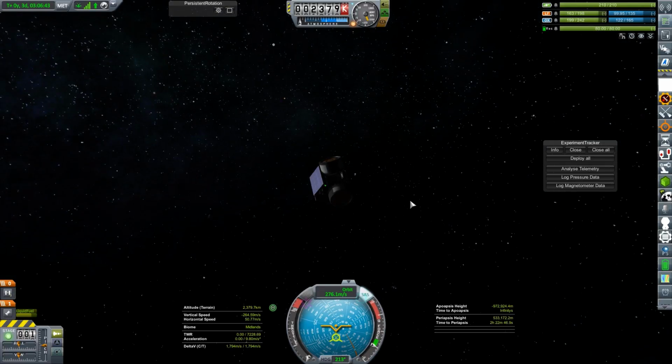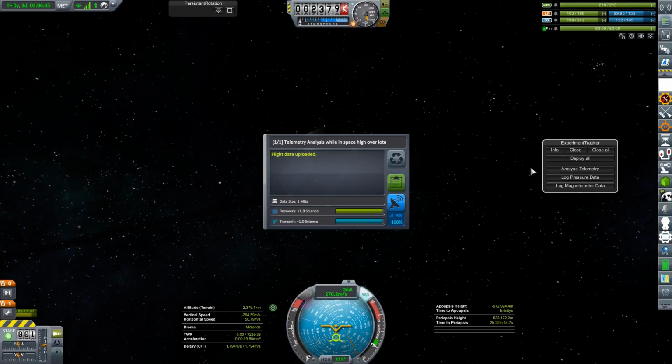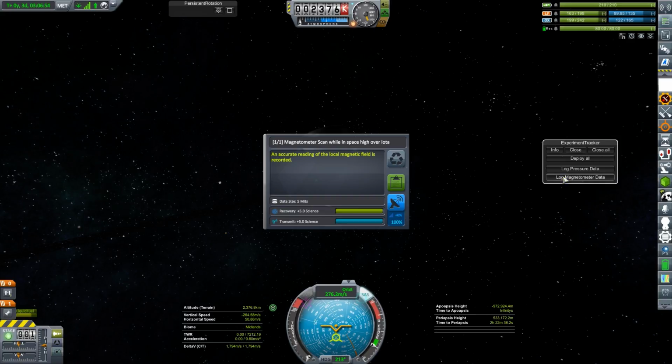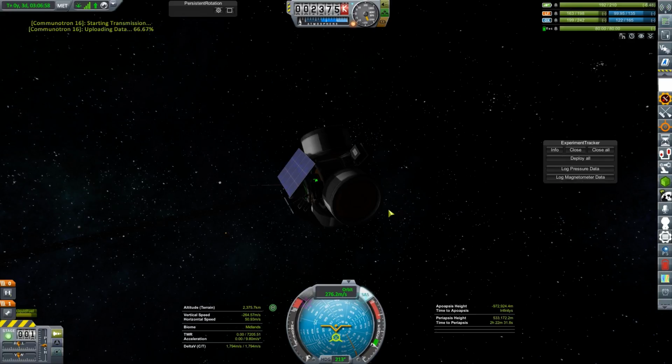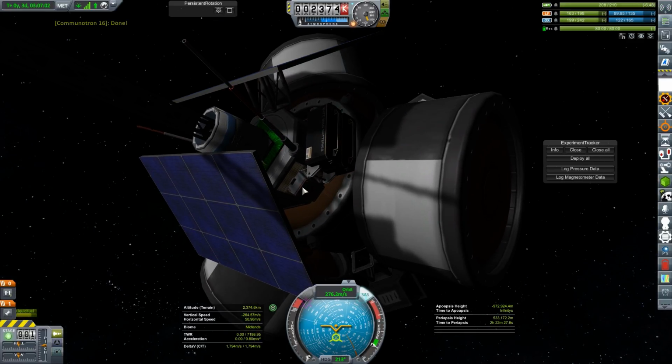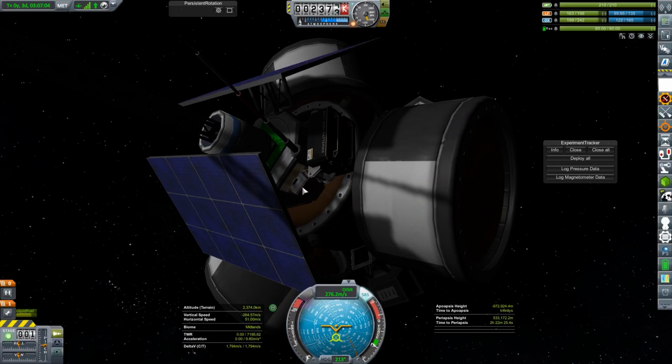Okay, high orbit over Iota. I've got some new science. Telemetry, 1 science for that. Pressure data, I've already done this. Magnetometer, 5 science. There isn't a thermometer one, because even though I have a thermometer, the last time I went by, I think I got it all.